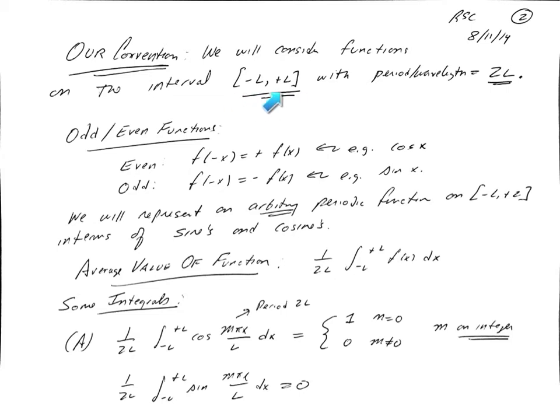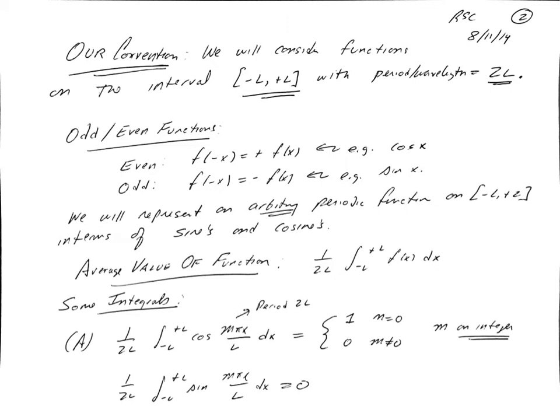The reason for choosing this fundamental domain symmetric around the origin is that it allows us to classify the periodic functions we're talking about into odd and even functions. Even functions are those that are even around reflection in the origin, which mathematically means f of minus x is plus f of x. So cosine x is an example of an even function. An odd function is of the form f of minus x is minus f of x, so sine of x is a fundamental odd function.